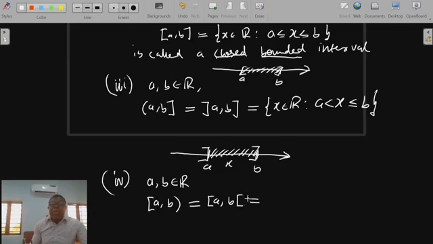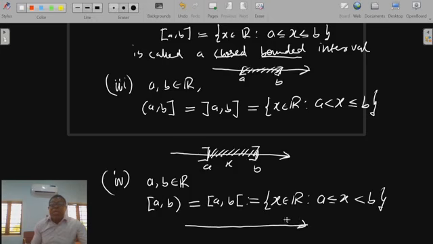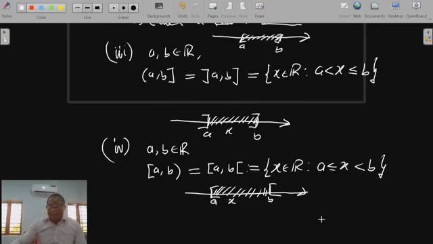And this is nothing but the set of all points X in R so that A is less than or equal to X, but X is less than B. This pictorially is nothing but a collection of all points between A and B, but in this case, A is inclusive, but B is not. So we have the collection of all the points that lie between A and B, with A being a member and B not a member.